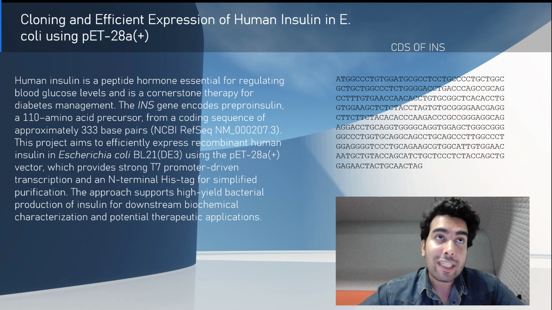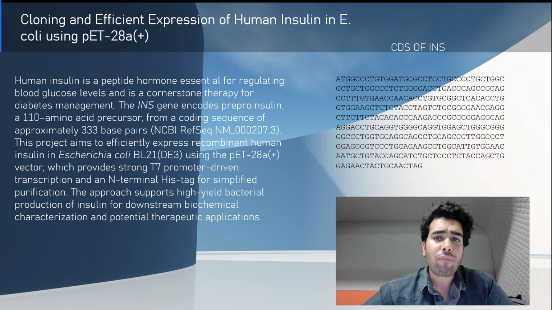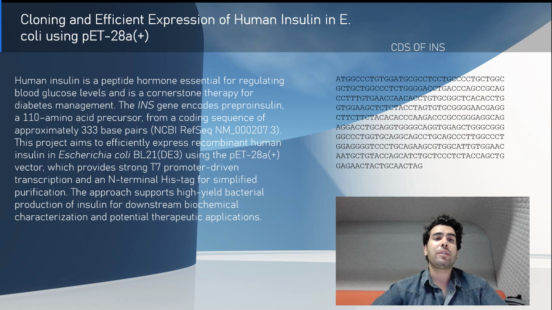Now I want to explain what insulin is. Insulin is a hormone that regulates blood glucose and is essential for treating diabetes. The coding sequence is 333 base pairs for RefSeq, starting with the codon ATG and ending in the codon TAG.